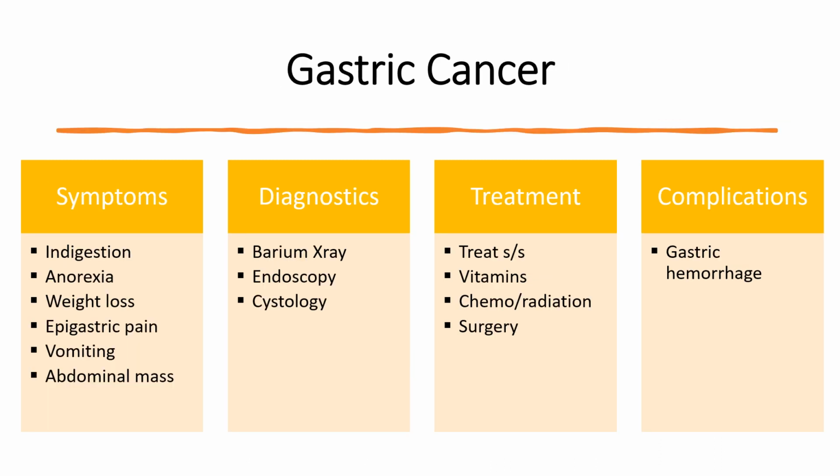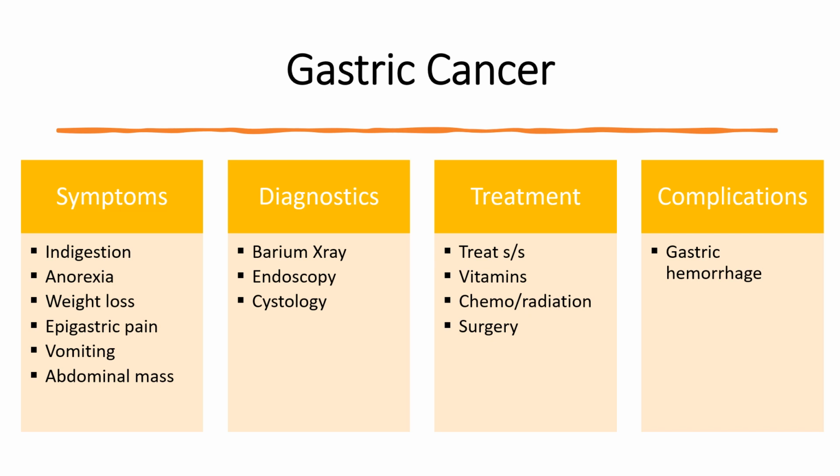Gastric cancer, again, quick overview. It's the second leading cause of cancer mortality in the world. Usually stomach cancers are asymptomatic until late into the disease process. When they do have symptoms, it's usually nonspecific. It could be indigestion, anorexia, weight loss, vague epigastric pain, vomiting, or an abdominal mass. The patient can experience ulcer-like pain unrelieved by antacids, typically after meals.